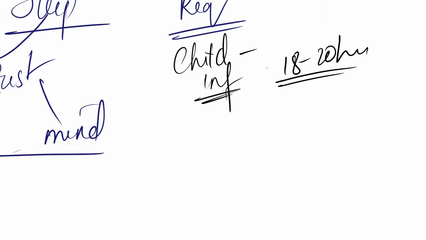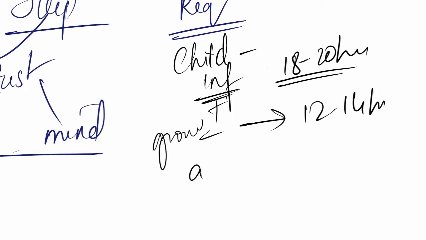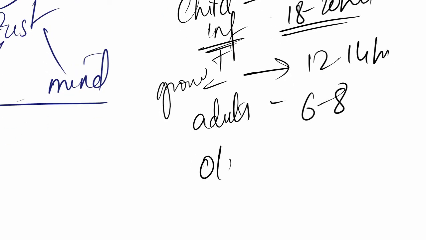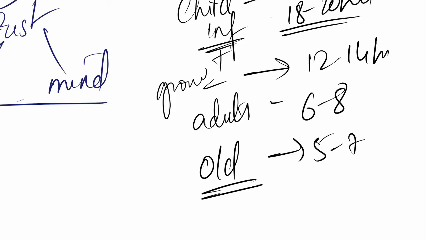Now growing children, that's adolescents, after infants, they'll require around 12 to 14 hours. Adults require an average of 6 to 8 hours of sleep, and as people get old, 50 plus or 60 plus, around 5 to 7 hours is how much sleep they require. Okay, old people.